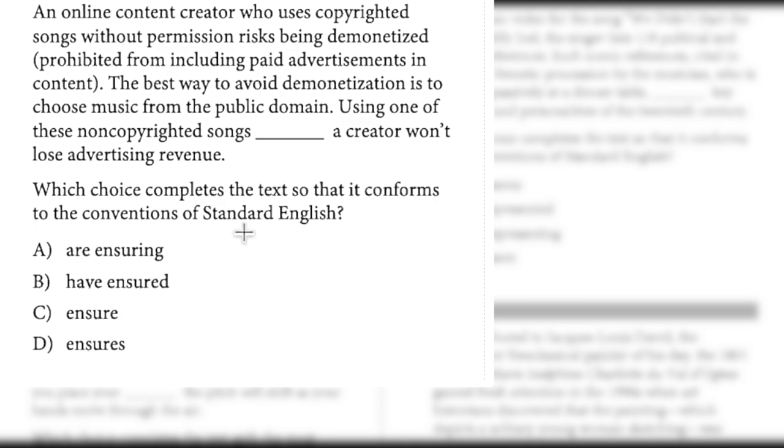Using one of these non-copyrighted songs, blank a creator won't lose advertising revenue. So we have a verb tense, and I like to find the subject. The subject is using one of these copyrighted songs. Kind of a weird subject, but we could simplify this into a pronoun. Using one of these songs is an action, something that happens. So we could say it. It is an event, singular. It are insuring, no. It have insured, no. It insure, no. It insures, yes.